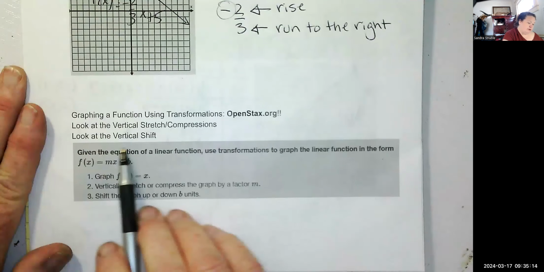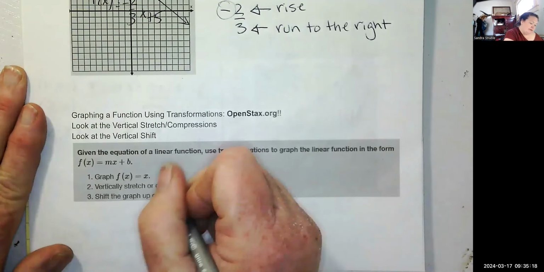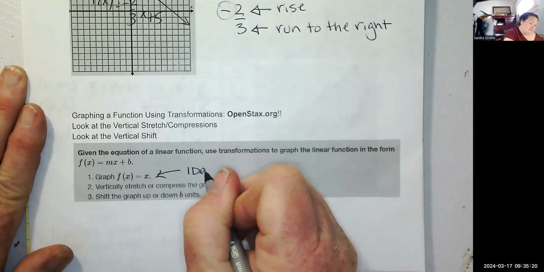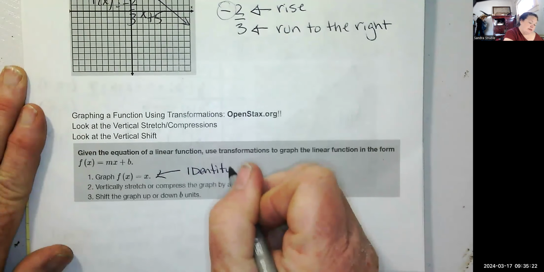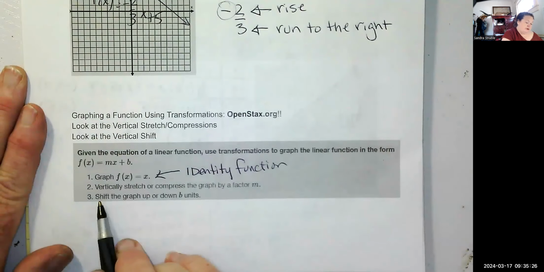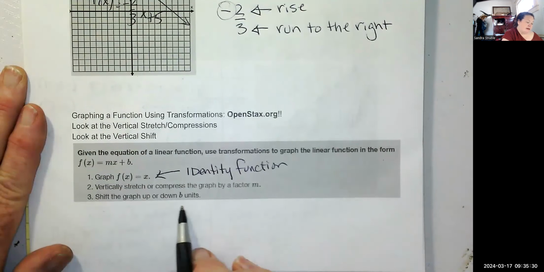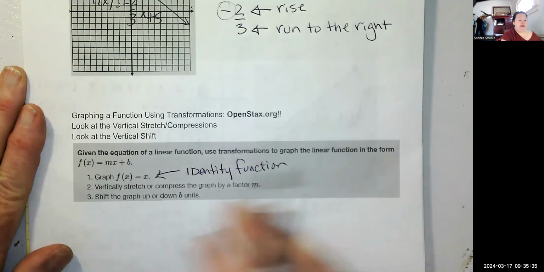Graphing a function using transformation. Look at the vertical. Okay. So this is the identity function. From our toolkit functions, this is the identity function. We're going to vertically stretch and compress the graph by a factor of m and shift the graph up or down by b units. So we're just going to take a linear function, the identity function, and change it.